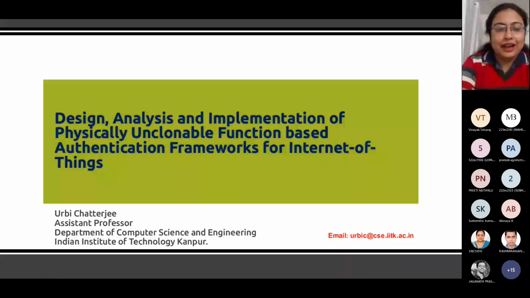Hello everyone, I am Urbi. I am currently working in the Department of Computer Science and Engineering at IIT Kanpur. Today we are going to talk about the design, analysis and implementation of a physically unclonable function-based authentication framework for Internet of Things. It's a nice intersection between hardware security and how we apply hardware security specifically to Internet of Things devices.